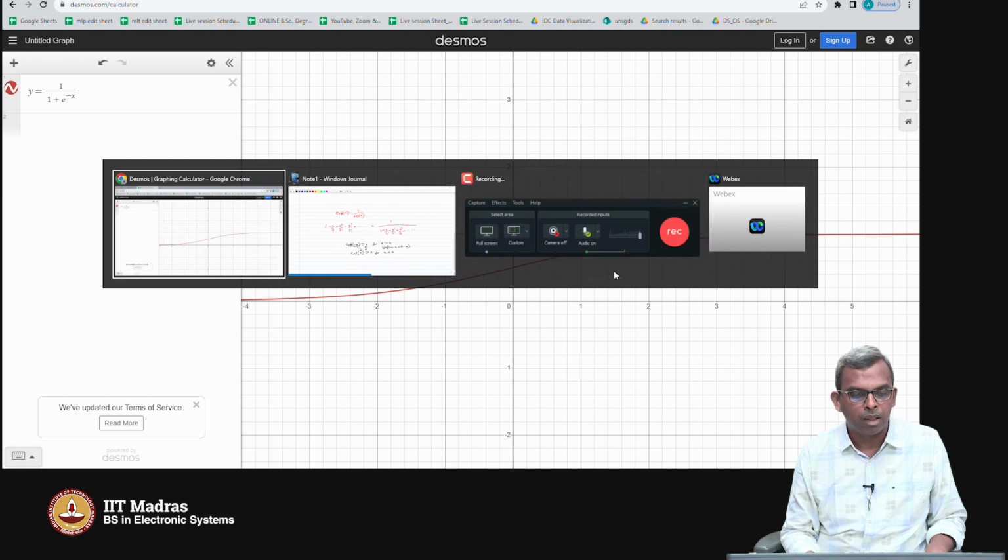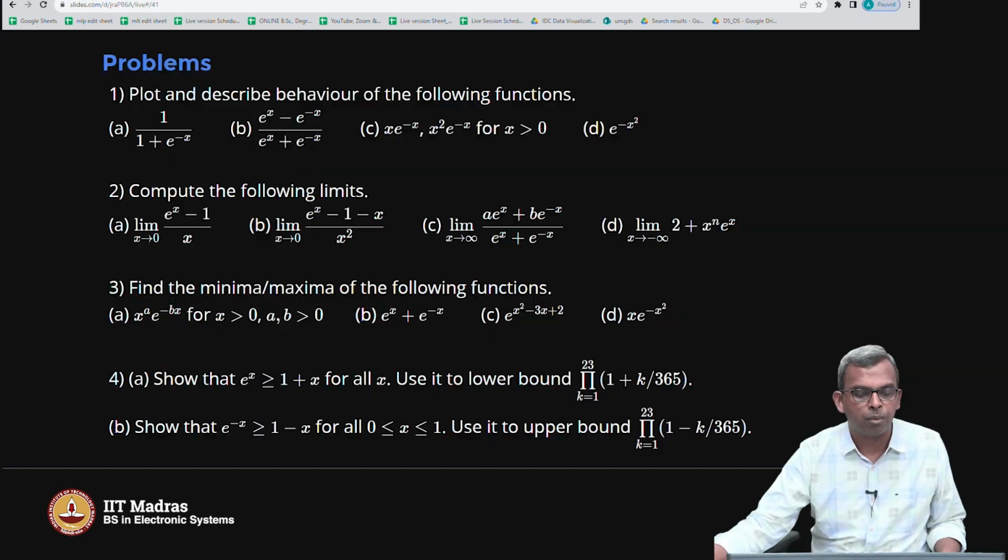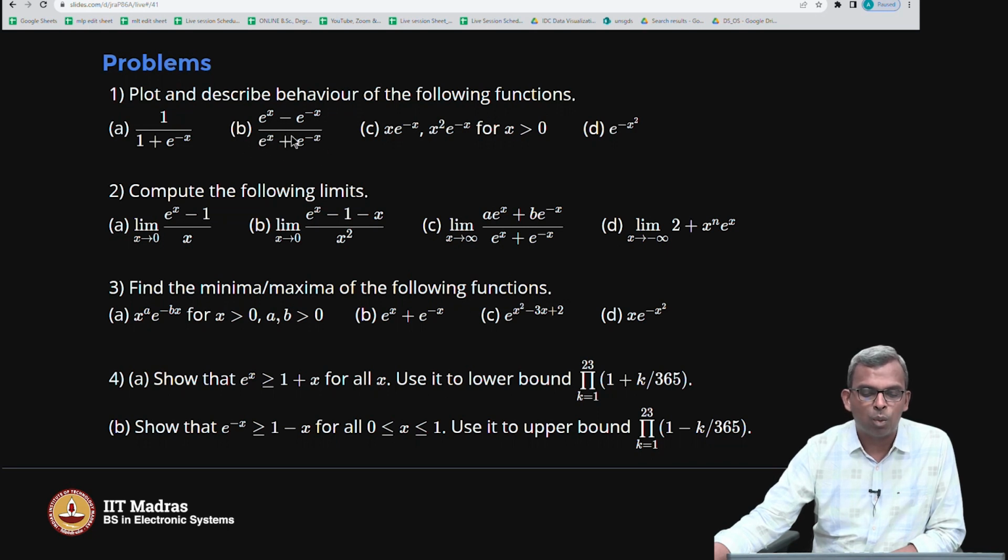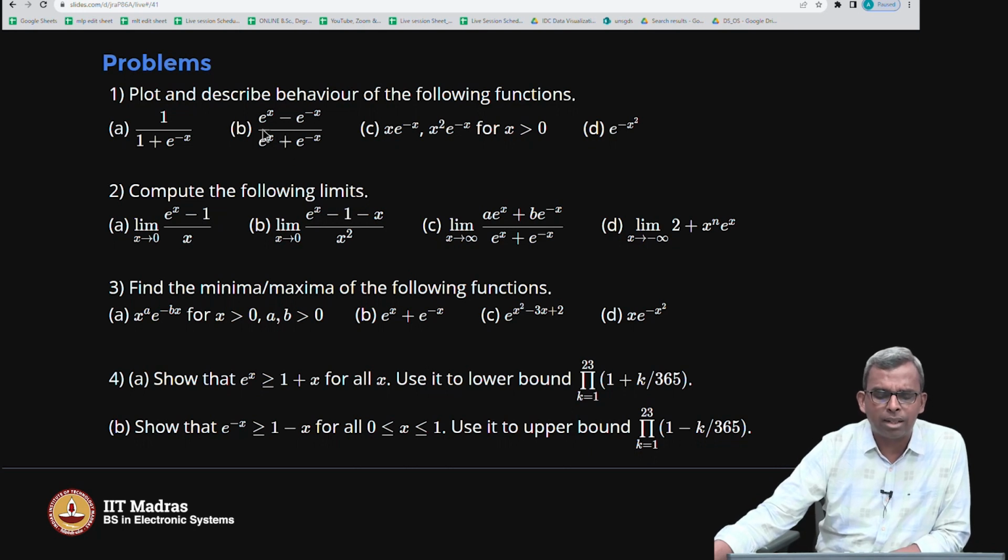Okay, the next function that you are asked to analyze is this one. Look at the behavior: e power x minus e power minus x divided by e power x plus e power minus x. The first thing you're worried about when you have a rational function is that the denominator should not become 0. But in all these cases, the denominator will never be 0 because e power x is positive and e power minus x is positive. So there's no danger of going to 0. But let's just evaluate what happens.